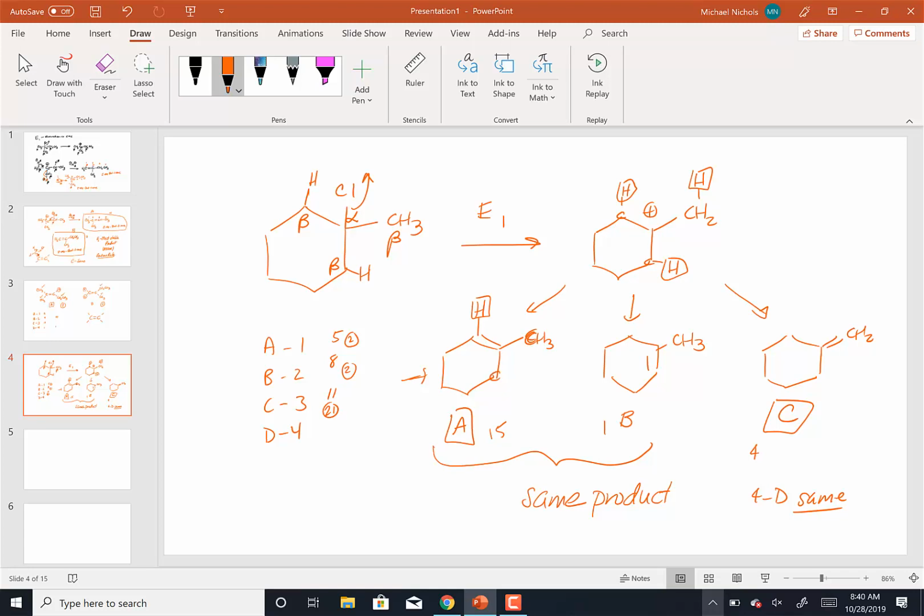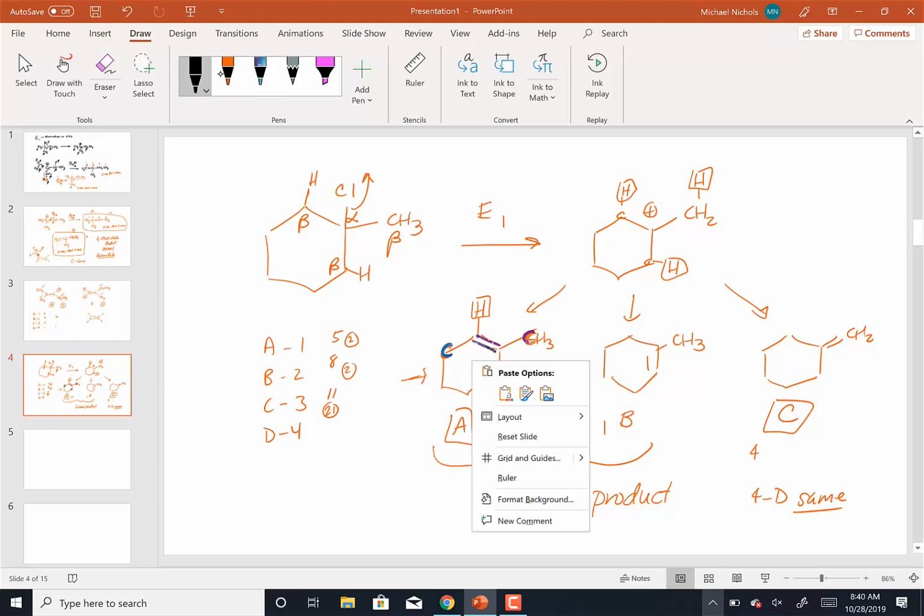So how many hydrogens are attached to the double bond? 2. 4 minus 2 means there should be 2 alkyl groups. Where are they? They are here, and they are there. So this one just has 2 alkyl groups. This one over here had 3. So what's the major product? The major product should be A for an E1. For an E1, it's always the most substituted product.